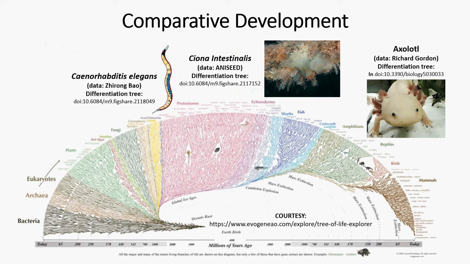Now, we've been interested in comparative development as well. So we've been interested in C. elegans, of course, but also comparing the results in C. elegans to Ciona intestinalis, which is a sea squirt, and axolotl, which is an amphibian. And you can see we're covering the tree of life here. We've got 3 model organisms already, and we've got the differentiation trees for those.